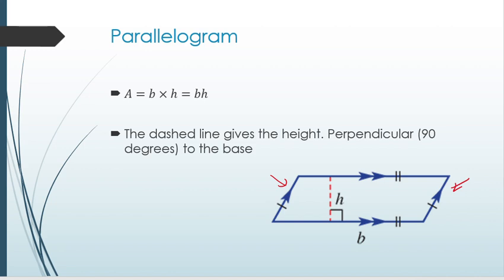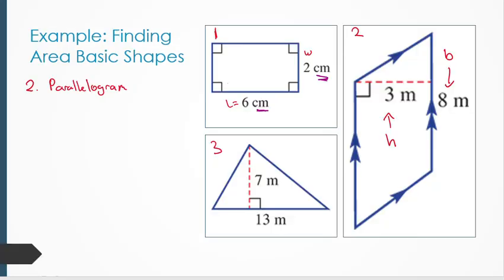Okay, so I'm going to write the formula for the parallelogram. I'm then going to substitute the numbers that represent the letters. So my base is 8 meters, and then my height is 3 meters. And then I'm going to calculate it. 8 times 3 is 24. And just make sure you have your units at the end because we're dealing with meters. You have meters squared.